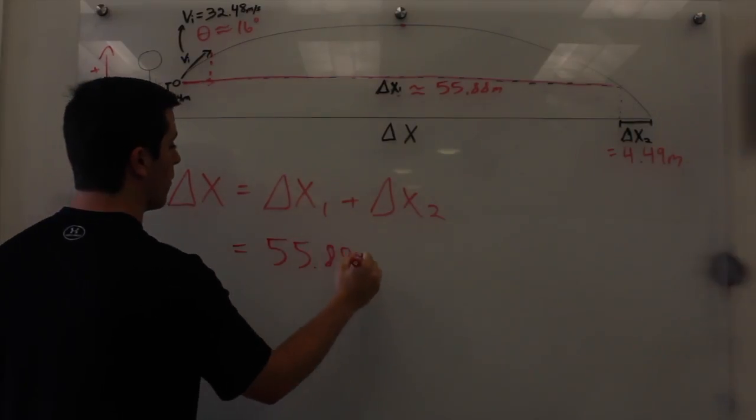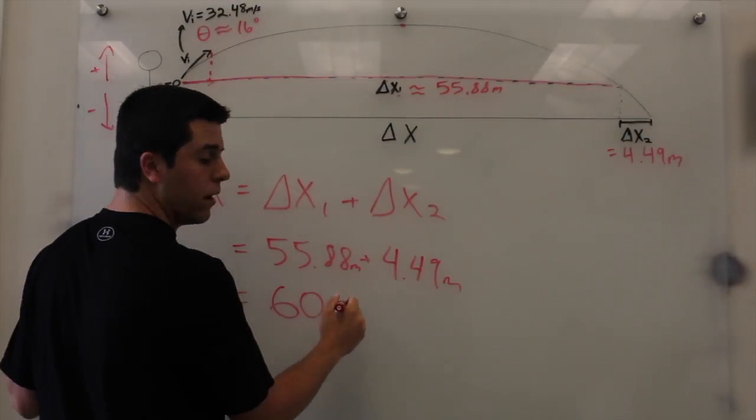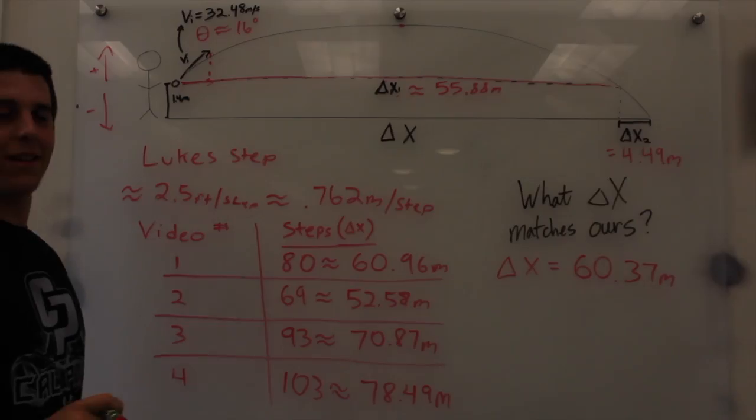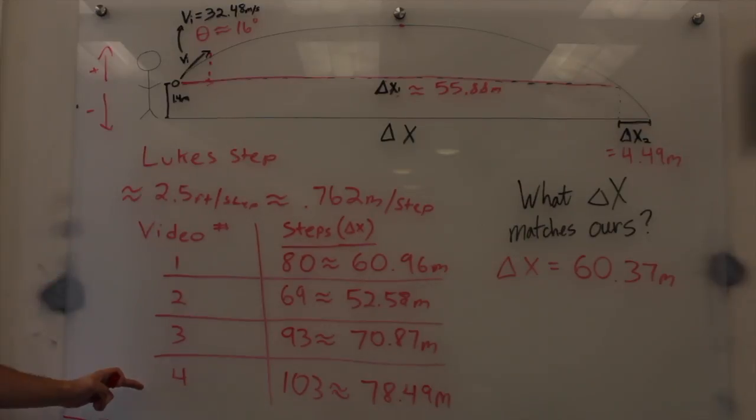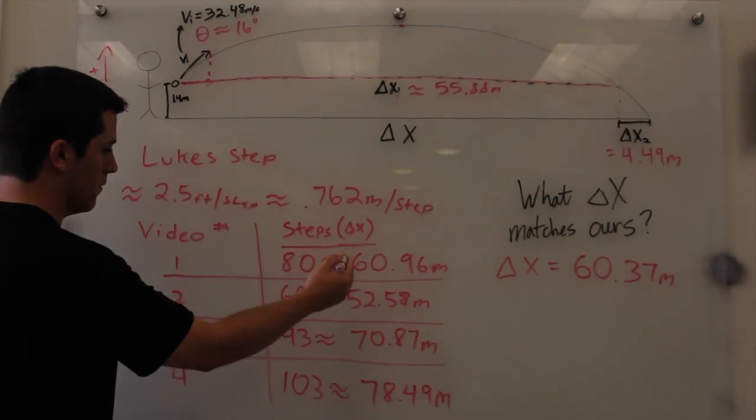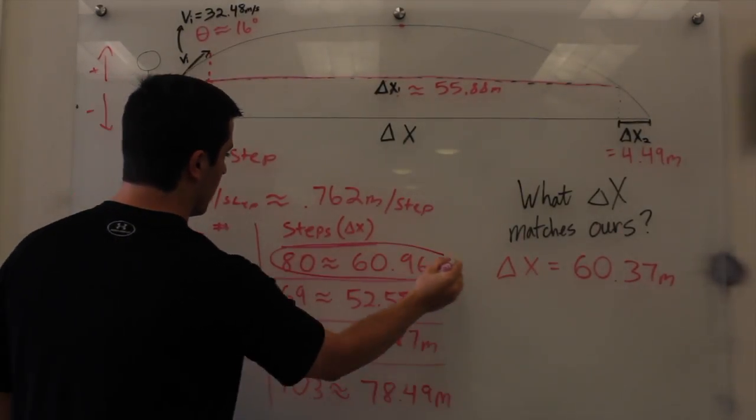So the final step is to add x1 and x2, and we end up with a total distance of about 60 meters. When we were hitting the baseballs, we took multiple videos, but Luke only measured some of them with his steps, so we didn't know which steps went with which video.